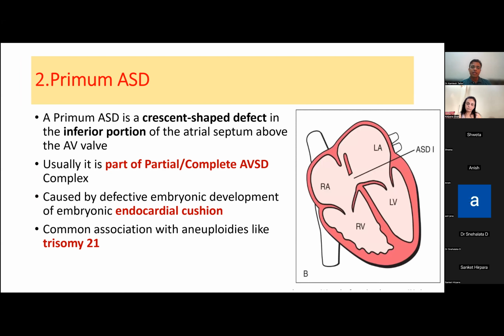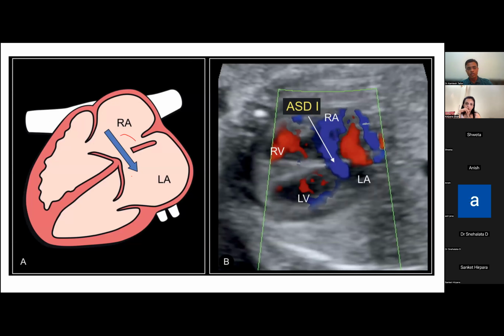The second is primum ASD. The primum ASD is a crescent-shaped defect in the inferior portion of the atrial septum, and it is associated with either partial or complete AV canal defects. This defect is caused by defective development of the endocardial cushion, and is usually associated with trisomy 21. So this is how it looks in echocardiography or in diagrammatic way. Either it can be a shunt from right to left, or left to right, depending on the pressures in RA or LA.